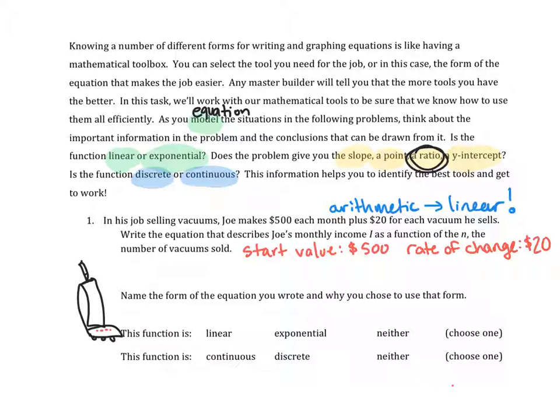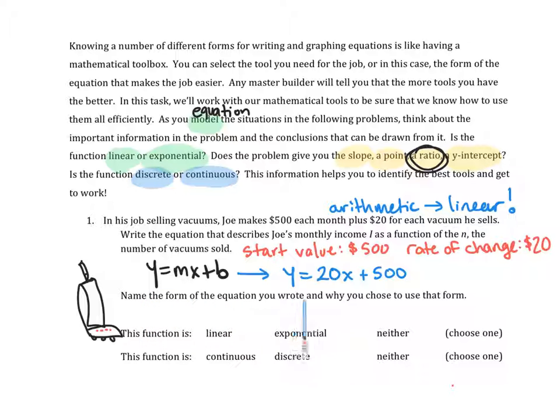What is the general format for a linear equation? Anyone? That's right, it's y equals mx plus b. Fantastic. Okay, so that means we're going to have y equals my slope, or rate of change, which is 20x, and then my start value, which is b, which is $500. And I wrote that, actually, hang on, I'll tell you why I wrote that, because that's the next question. I'm getting ahead of myself.